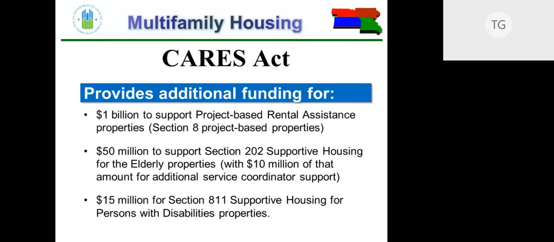It also includes $10 million of support for on-site service coordinators, and those are individuals employed by the property to help the residents with coordination of services. So coordination of transportation, oftentimes medical services, and just general quality of life coordination. And then there's $15 million for the Section 811 program for persons with disabilities.